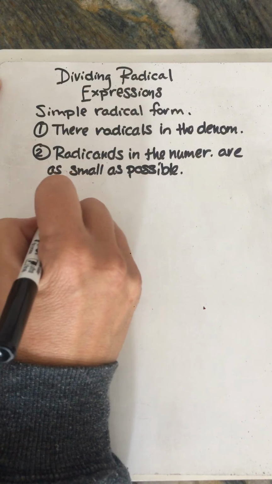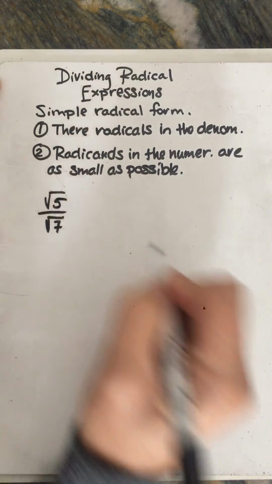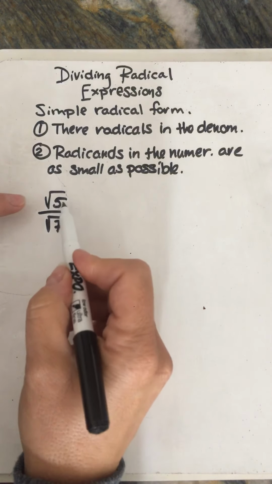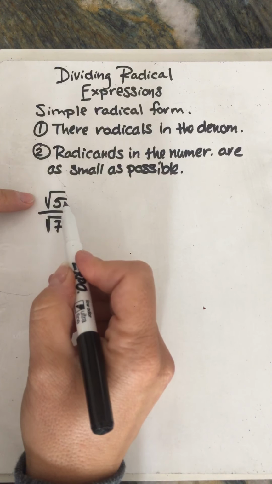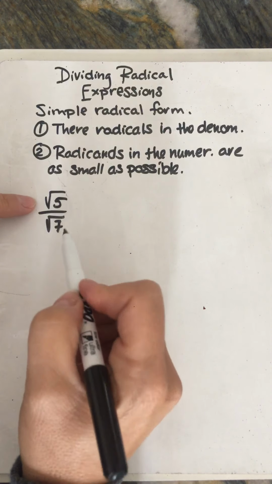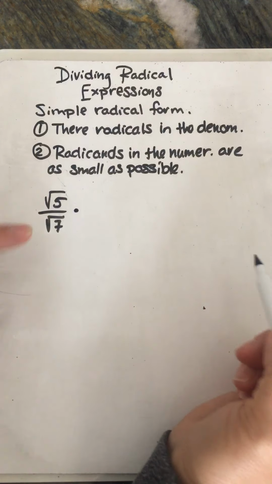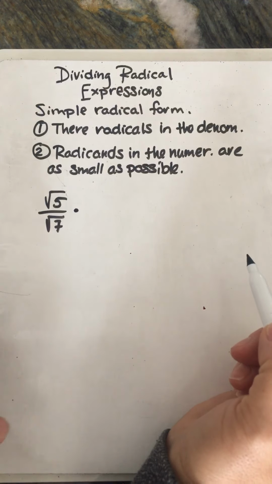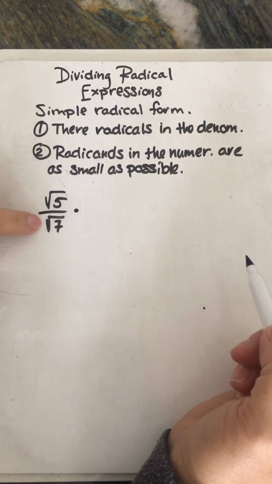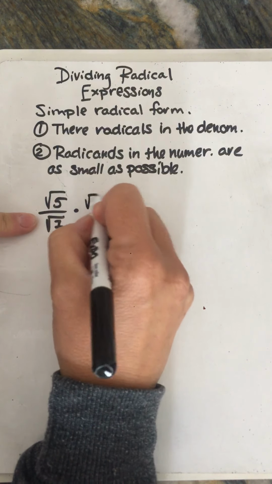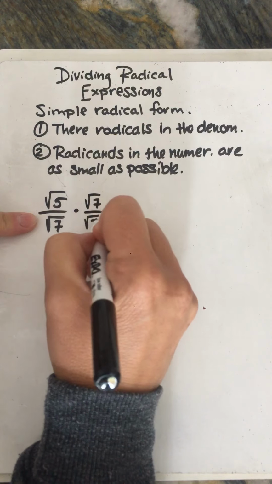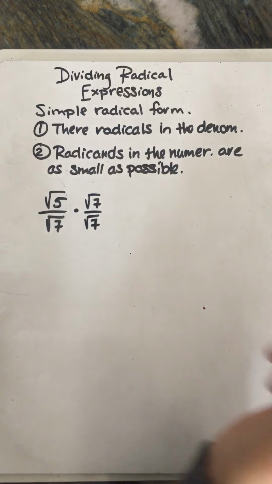We have the square root of 5 divided by the square root of 7. Well, our radicand is in simple radical form, or as small as possible. However, we have a radical in the denominator. So we need to multiply by 1, but remember we get to pick what the 1 looks like, and we'll take our cue from the denominator. So we'll multiply by the square root of 7 over the square root of 7.